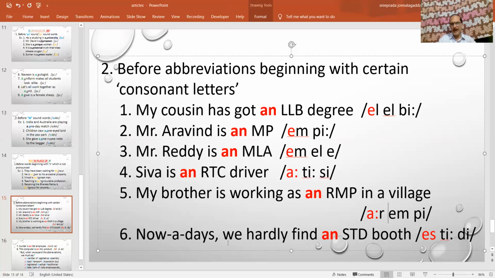Nowadays, we hardly find an STD booth, not a STD booth. How do you pronounce STD? It begins with the letter E sound, but the sound is A. An STD booth, we have to say. An RTC bus, an LLB degree, an MP, an MLA, an RMP doctor.